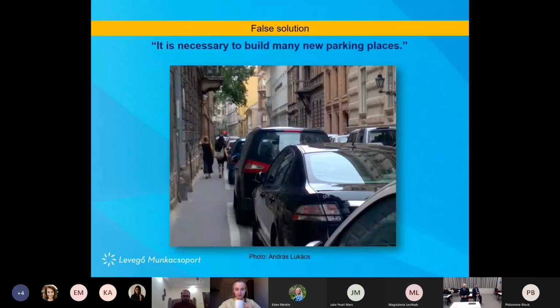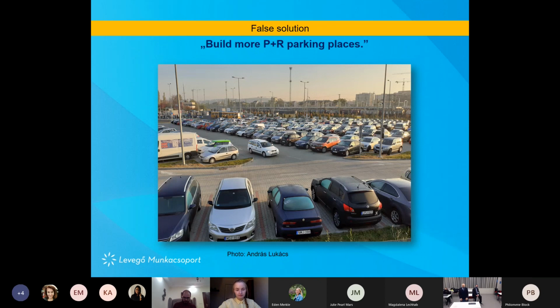It is the same with parking places. If you build new parking places, more cars will come to the city center. And a similar situation with park and ride parking places. This is a big park and ride parking place for 1,500 cars near Kelenföldi pályaudvar in Budapest. It was built to reduce congestion on the main road leading into Budapest. It was a very beautiful green area, so the nearby residents protested a lot, but anyway, this was built. And we do not see any reduction in congestion or the number of cars on this road, and we destroyed this nice green area.